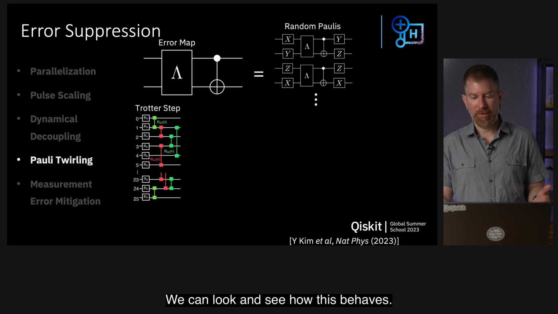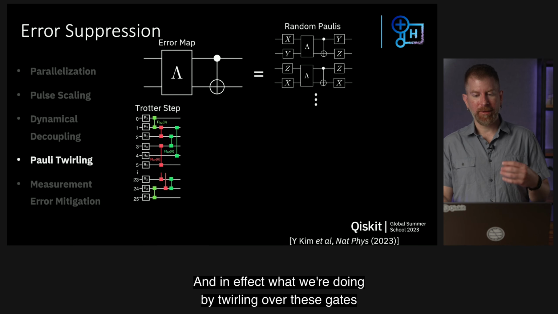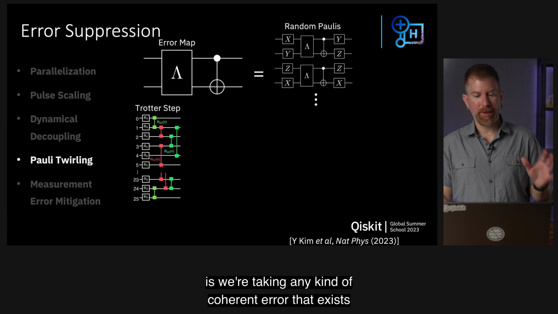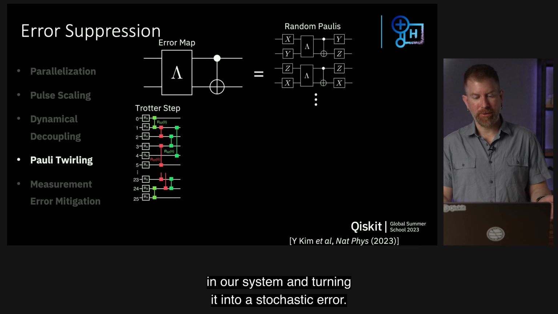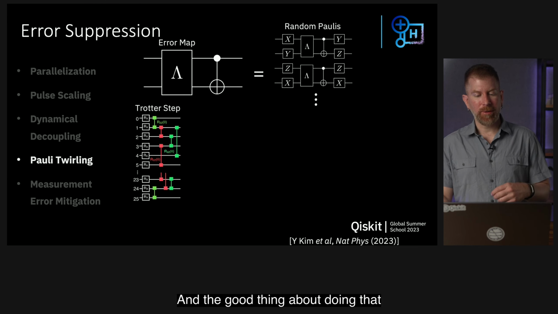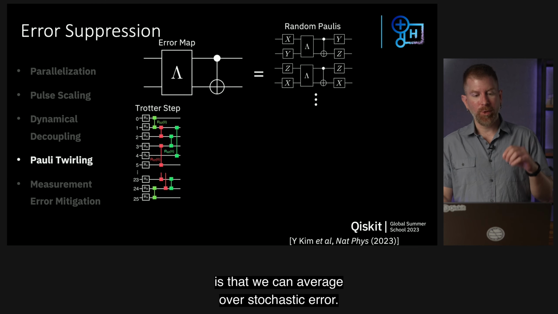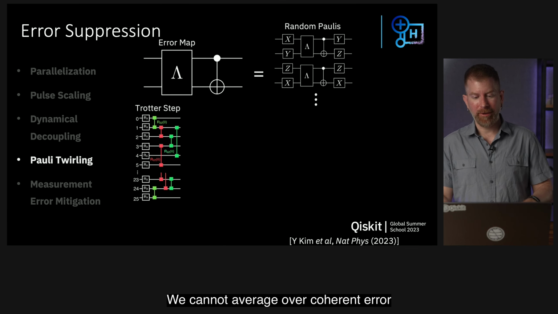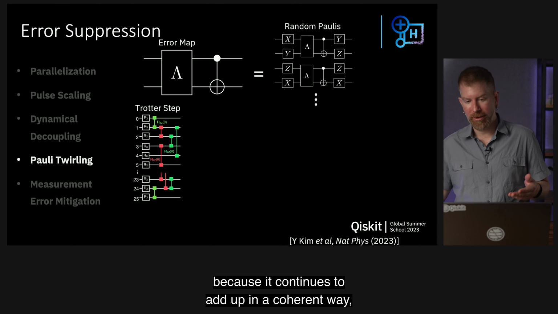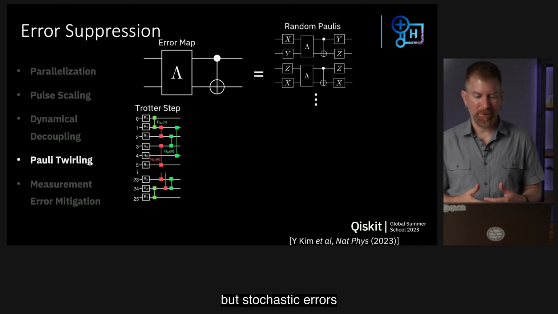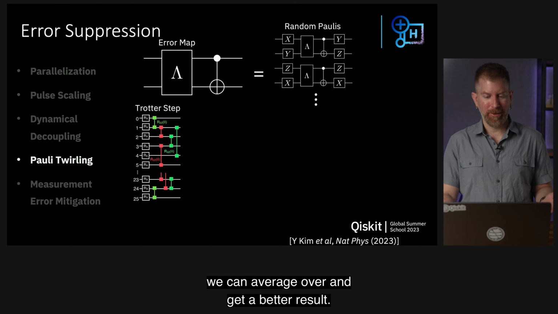We can look and see how this behaves, and in effect, what we're doing by twirling over these gates is we're taking any kind of coherent error that exists in our system and turning it into a stochastic error. And the good thing about doing that is that we can average over stochastic error. We cannot average over coherent error because it continues to add up in a coherent way. But stochastic errors we can average over and get a better result.